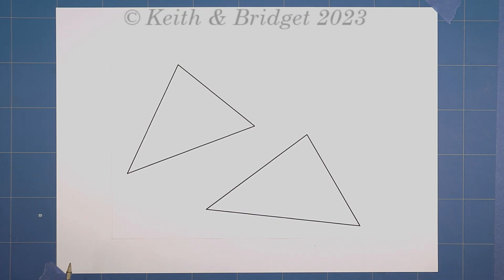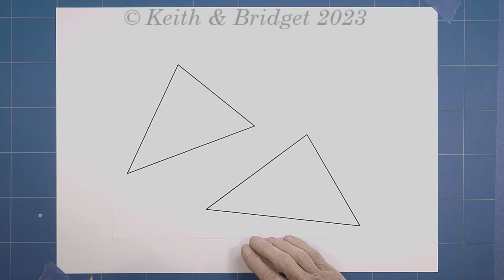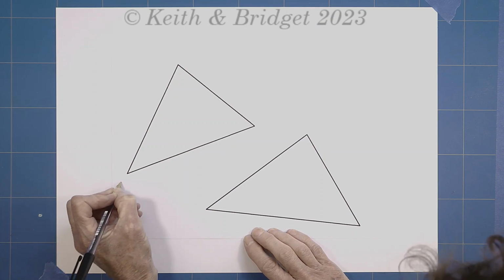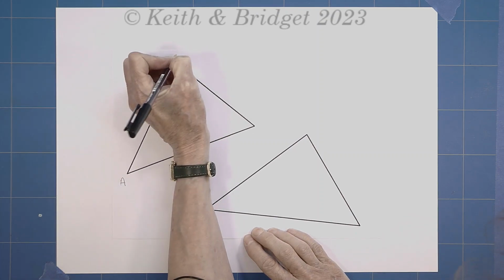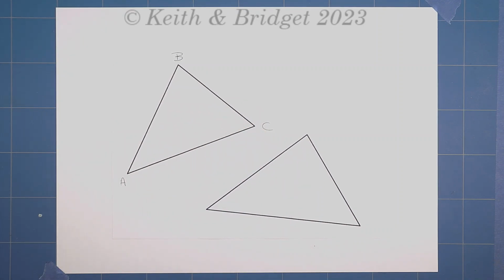First of all, we're going to label up the vertices, the corners, and I'm going to use capital letters. A, B, C. It can be any letters, it doesn't matter. I tend to use any set of three letters that are consecutive in the alphabet.